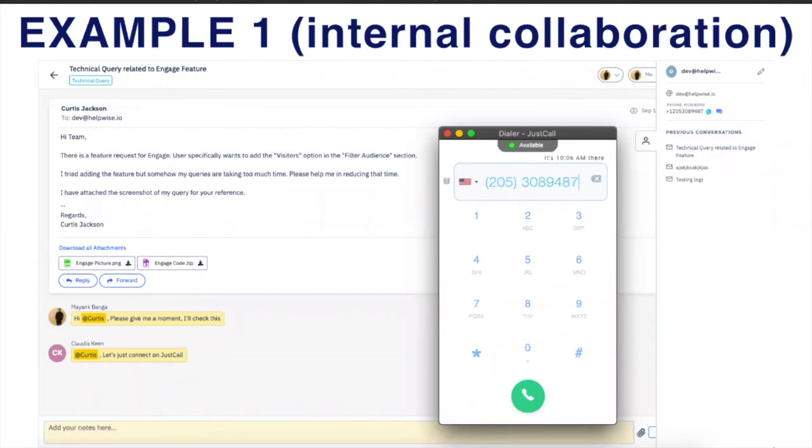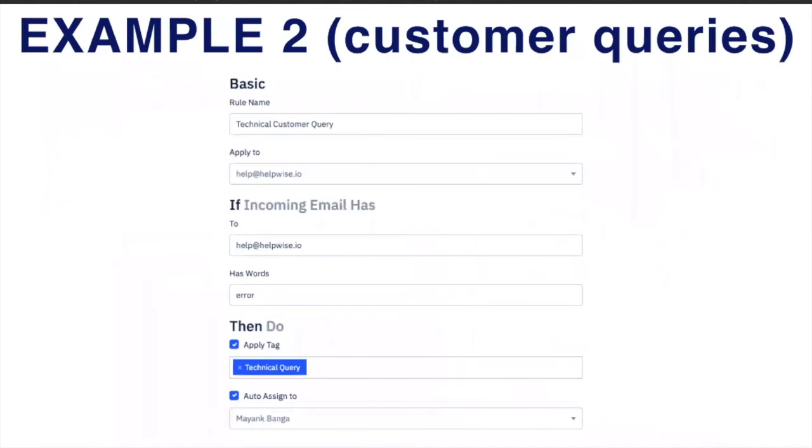Now, let us talk about the technical queries from our customers. All the emails coming into the help@helpwise.io inbox get automatically assigned to me or some other technical support team members. And this is all because of rules. Basically, rules can detect what the email is about, and then it is automatically tagged under the defined tags and can even be assigned to the defined person.